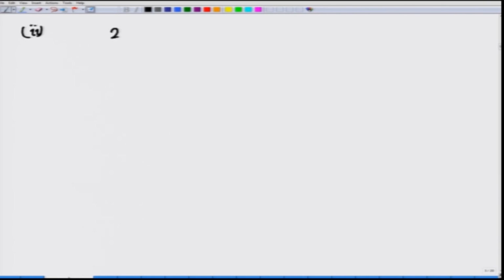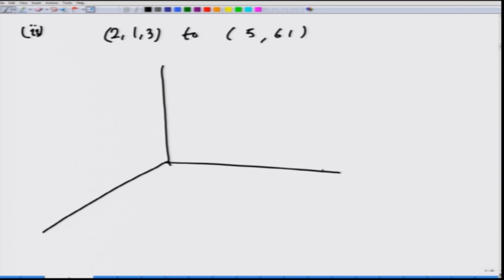Vector 2 is from 2 1 3 to 5 6 1. Let us try to make this vector. This is x, y and z. So, let us make the tail point. It is 2 steps in x direction, 1 step in y direction and 3 steps in the z direction. So, 1 step, 2 step, 3 steps. This is the point 2, 1 and 3.